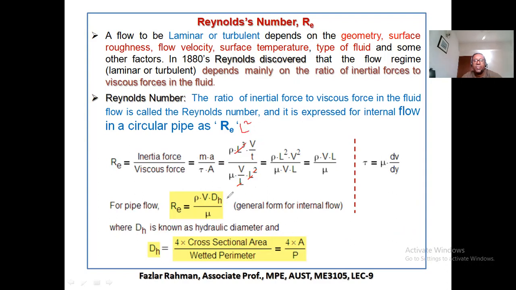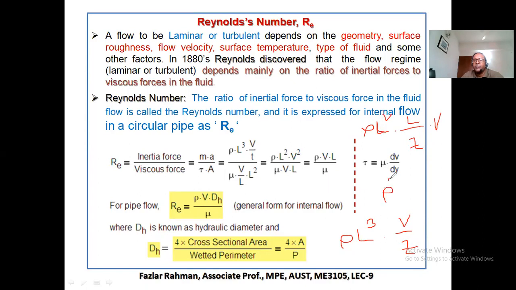Now, before you take it out, you need to do something else. At the top, you have rho L cube divided by V by T. This one we can simplify more. We can write rho L square into L by T into V. What is my L by T? Distance divided by time. That is also velocity.